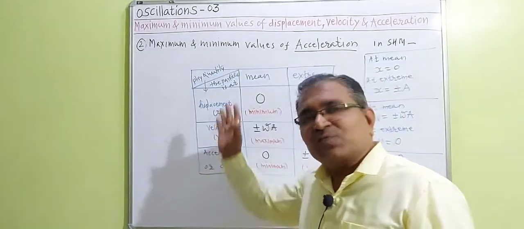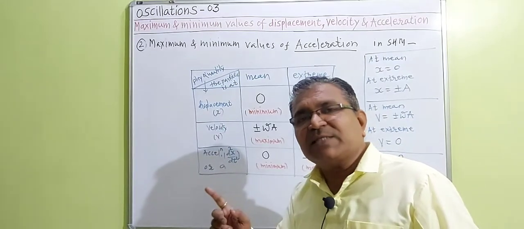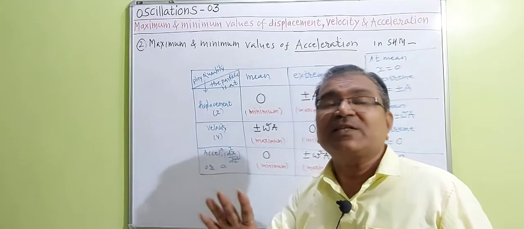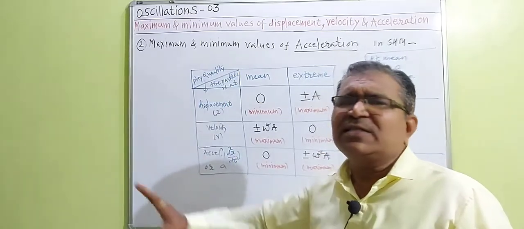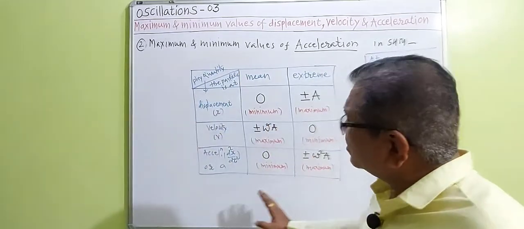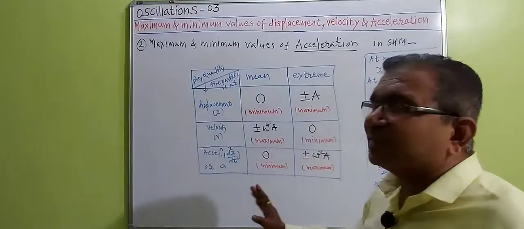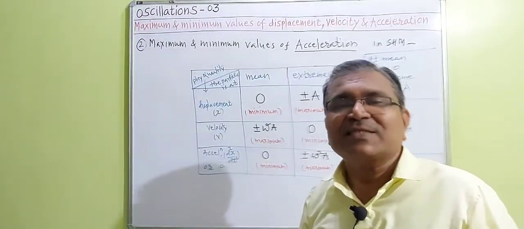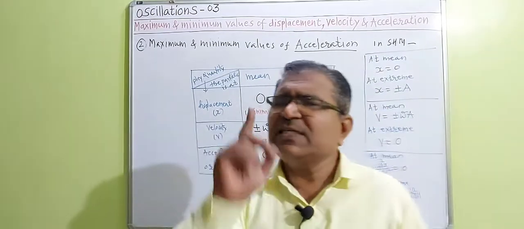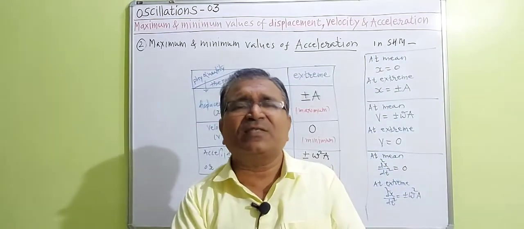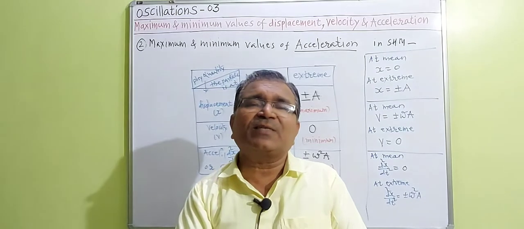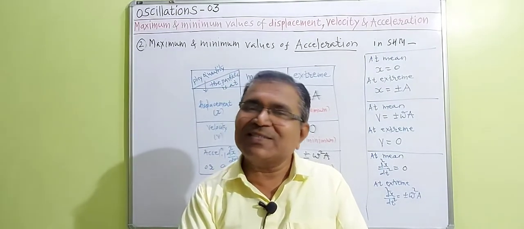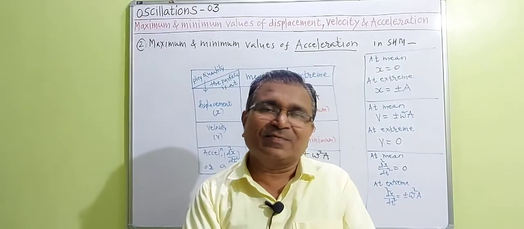So from this table, which is maximum, at which position, for which physical quantity, all these things we will observe simultaneously at a single time by making use of this table, dear students. So this table is very important for your different types of MCQs regarding displacement, velocity and acceleration.